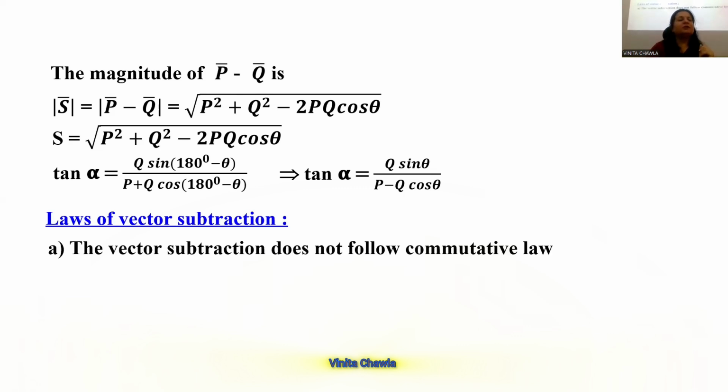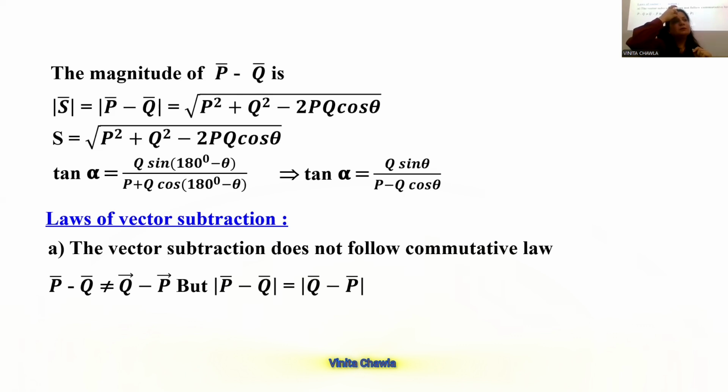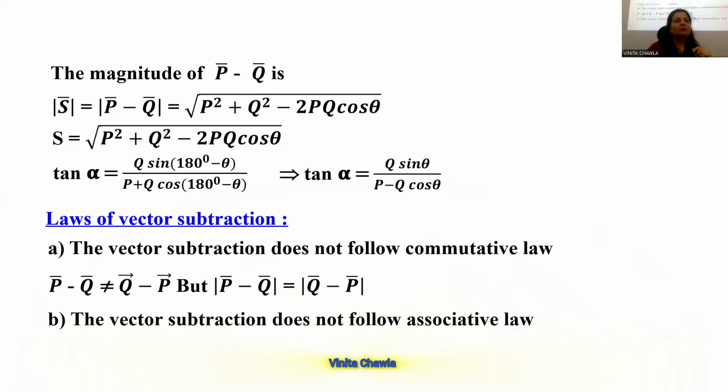The vector subtraction does not follow commutative law. So vector p minus vector q is not equal to vector q minus vector p. But मॉड्यूलस जो होता है इनका, जो magnitude होता है, जो उसका modulus लेते हो वो इक्वल होता है. मॉड्यूलस इक्वल क्यों होता है, बताओ, can you explain this, prove कर सकते हो?